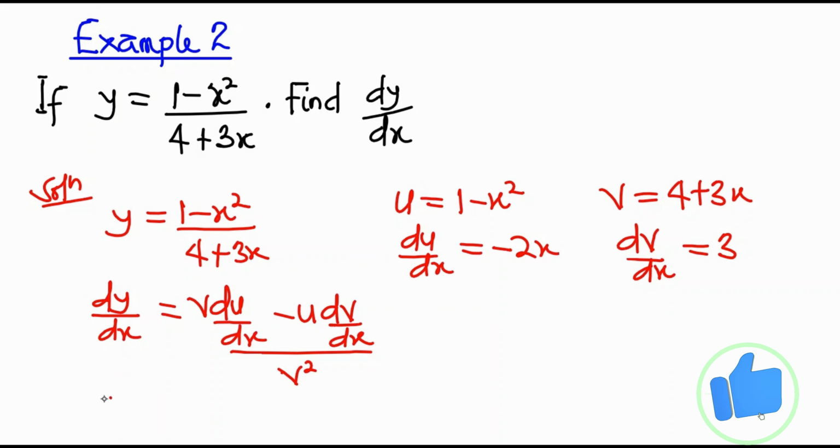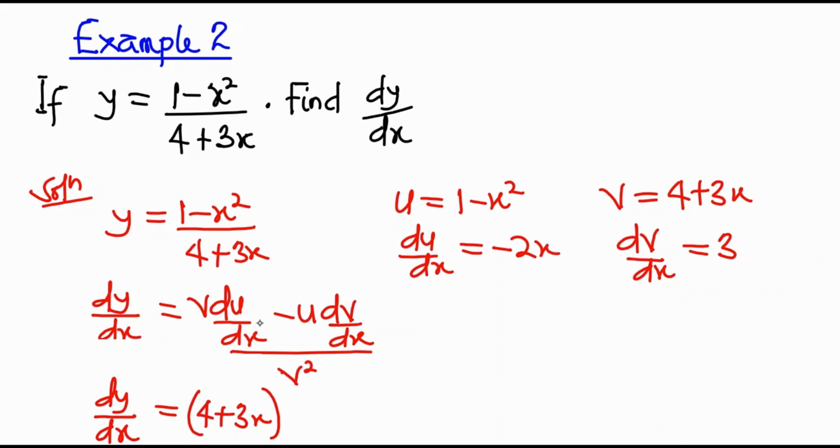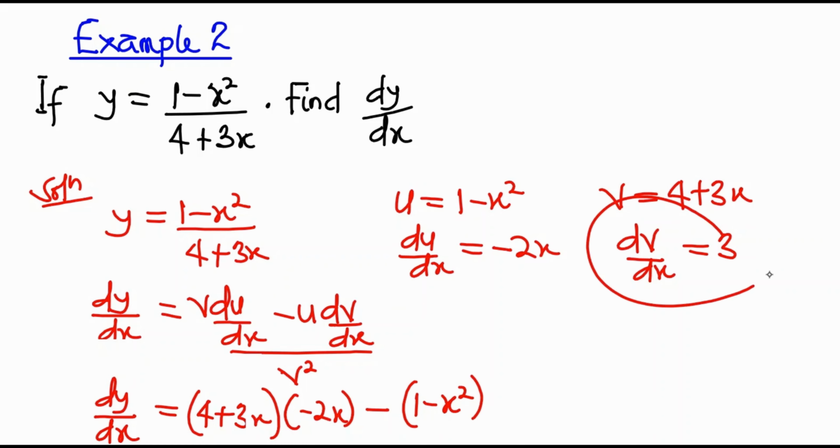So this implies dy on dx to be equal to v. Now v is known to be 4 plus 3x. We write our 4 plus 3x here, multiplied by du dx, and du dx is known to be minus 2x. So we write our minus 2x here, and then we continue by bringing our minus sign, and it says u, but u is known to be 1 minus x squared. So we have 1 minus x squared being multiplied by dv dx, and dv dx is known to be 3. We write our 3 as such.